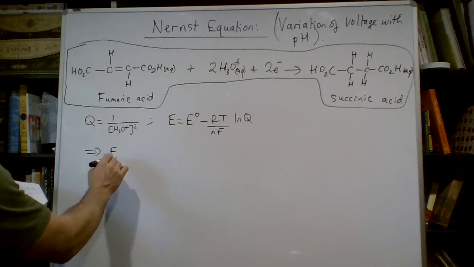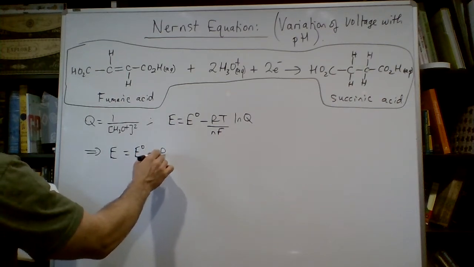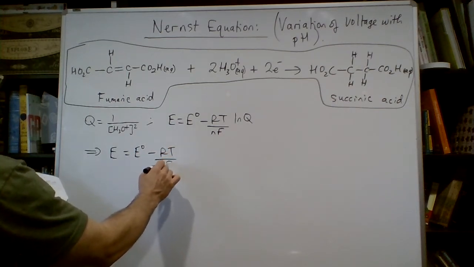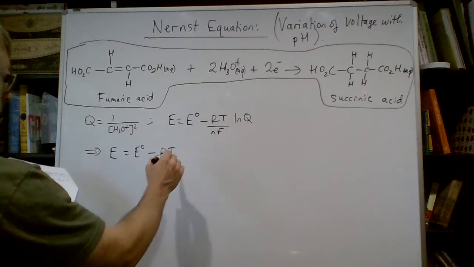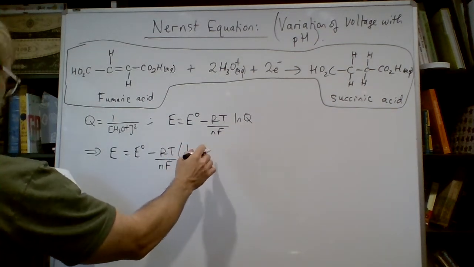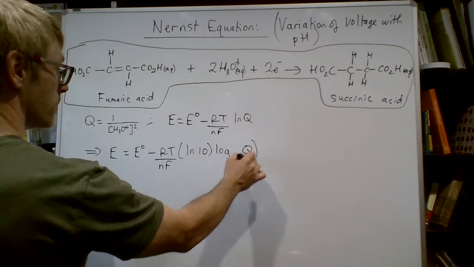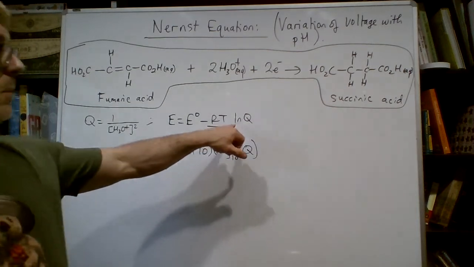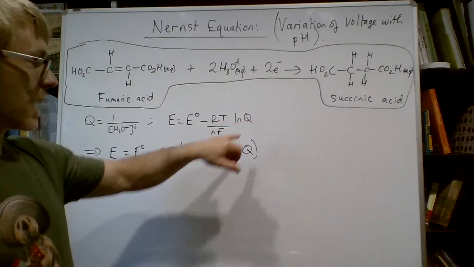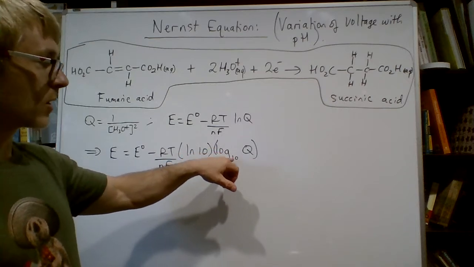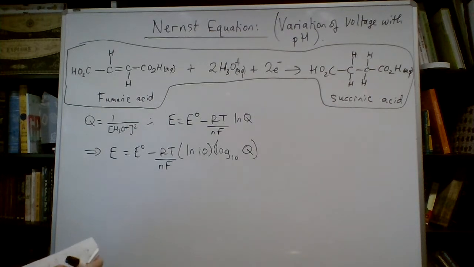So I've got the voltage is the standard voltage minus RT over nF, and then I've got log Q, which I can state as log 10 Q. Okay, so remember, essentially from earlier, my natural log of x is the natural log of 10 times log base 10 of x.